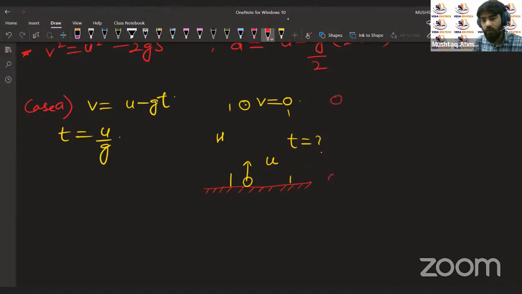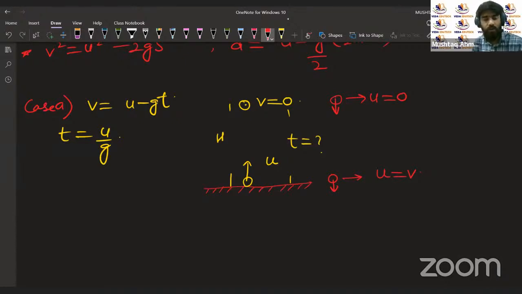From this maximum height, the particle will be moving like this and it will strike back on the surface, right? So for this case now, the initial velocity will be equal to 0 and this particle will be striking once again with the same velocity u here, right? So that will be equal to v, correct?